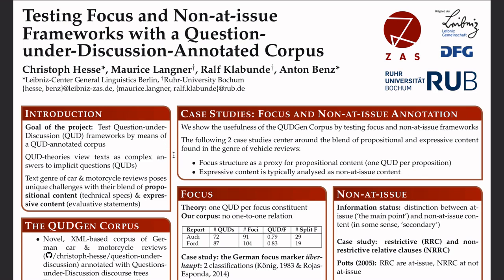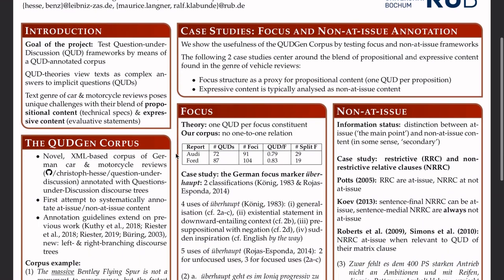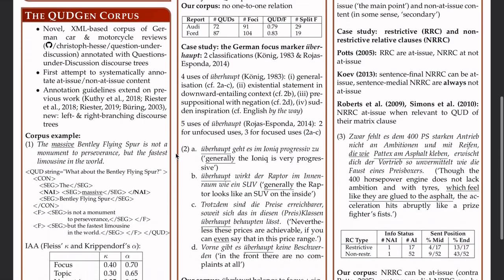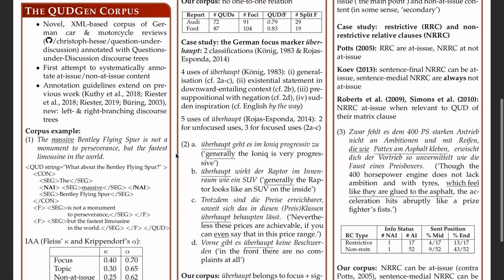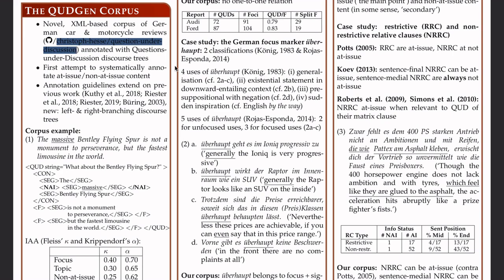It's a novel corpus we created. It's XML based to represent hierarchical QUD discourse trees. It's German texts and it's available on GitHub. See the link here. It's also, to our knowledge, the first attempt to systematically annotate at-issue and not-at-issue content. And the guidelines are based on previous work by De Kuthy, Riester, Bühring, and colleagues, but also extend on them. For instance, we allow for both right and left branching QUD trees.